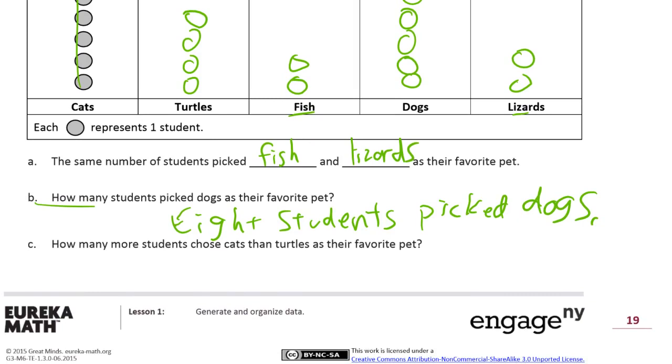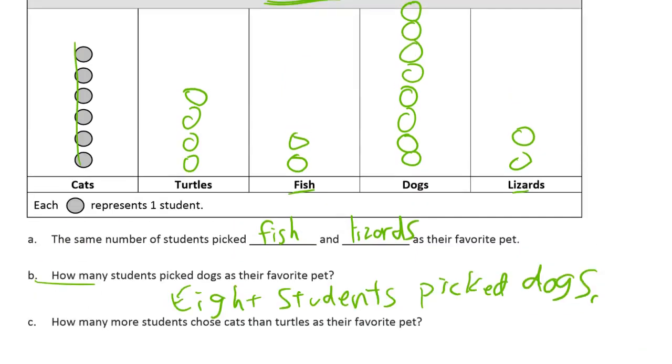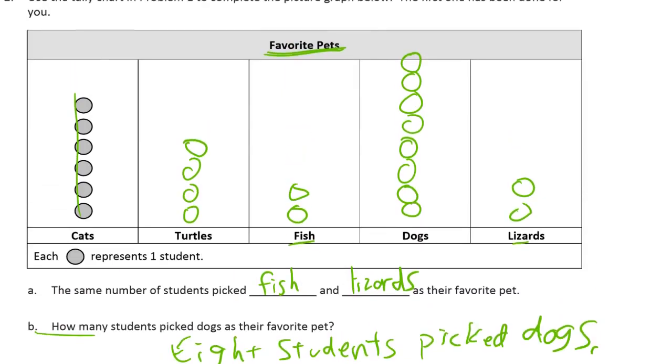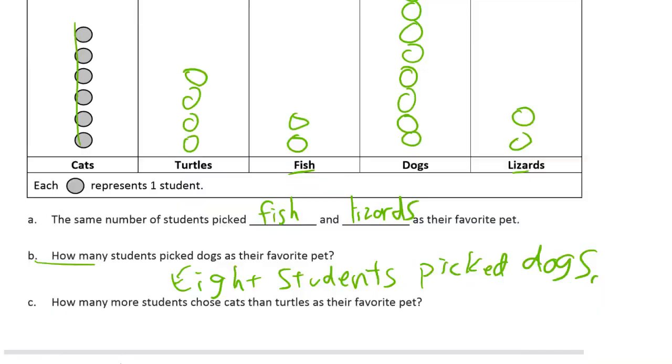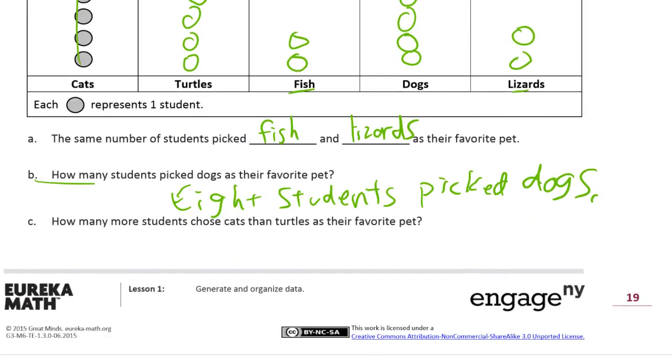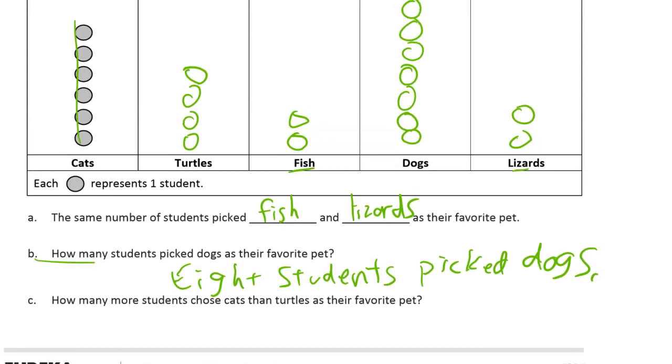How many more students chose cats than turtles? So you see the cats had 3, 4, 5. The cats had 6 and turtles had 4. So here's one where I can write not just the answer statement, but also a number sentence. So it's the difference. We're asking what's the difference between the 6 cats and the 4 turtles. So it's 6 minus 4 equals 2.